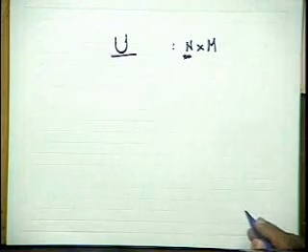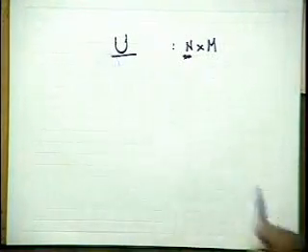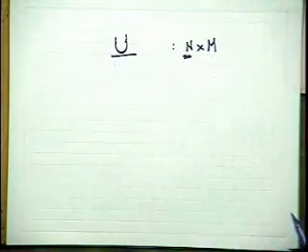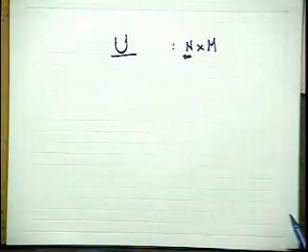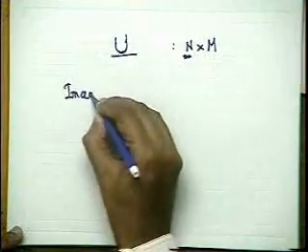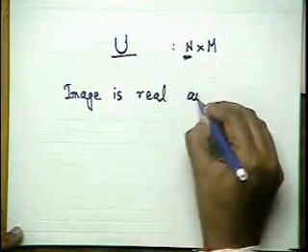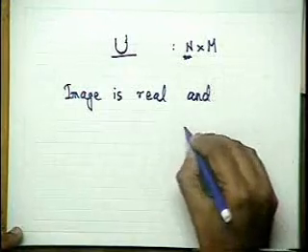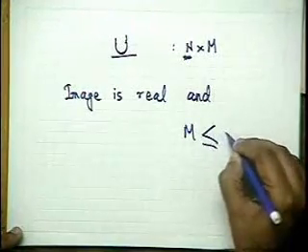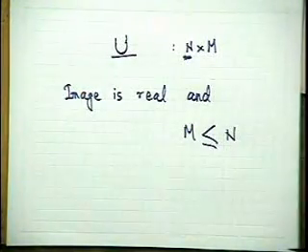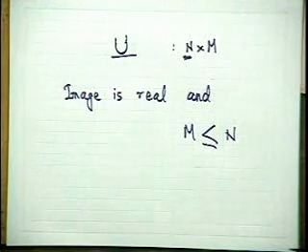And let us assume that this image is composed of all real elements. I mean, that is how a normal picture is, it consists of all real elements. So, I am assuming that the image is real, and I am also assuming that capital M is less than or equal to capital N.